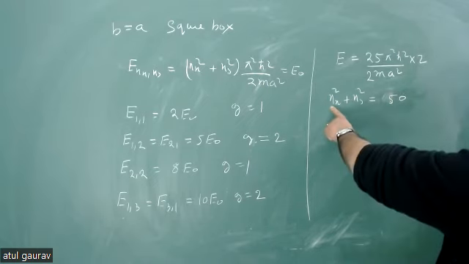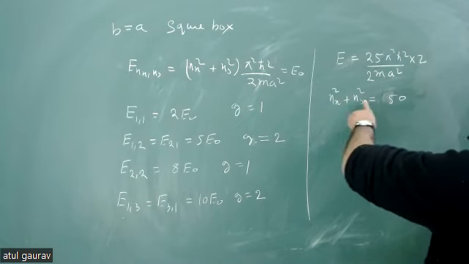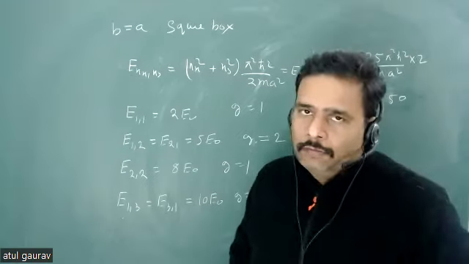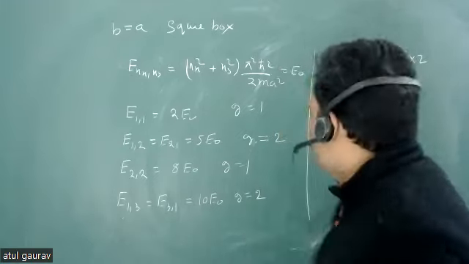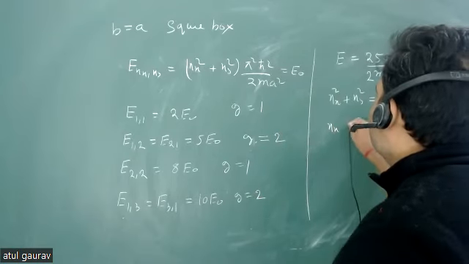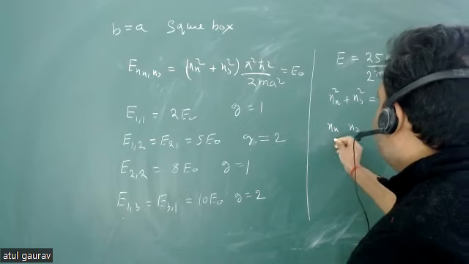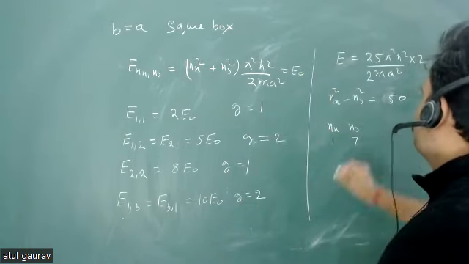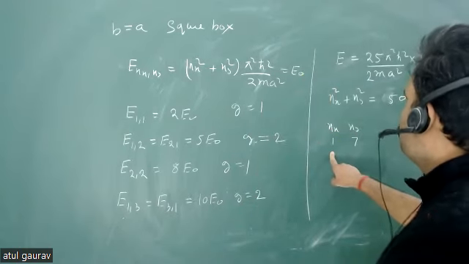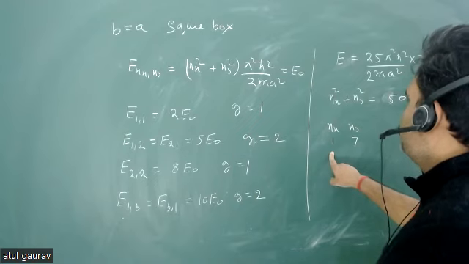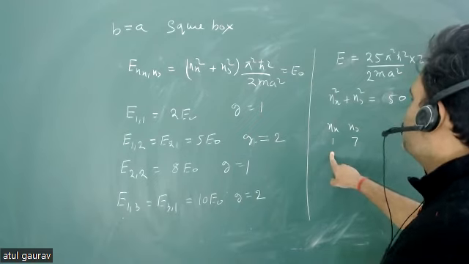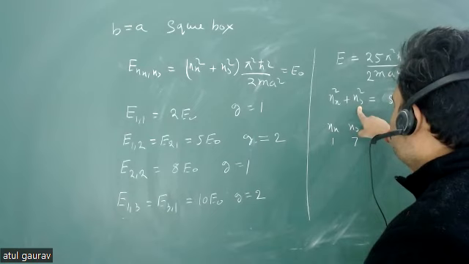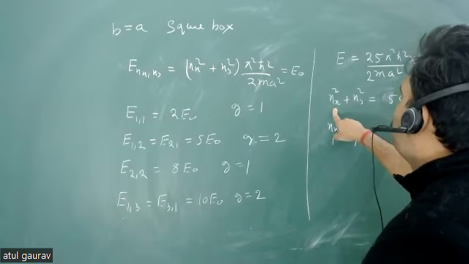Okay. And what is the constraint? That nx square plus ny square must be 50, and nx and ny must be positive integers. So this is our constraint. So now I am putting nx and ny. Is that nx is 1? So what can ny be? 7. Okay. Can nx be 2? नx की वैल्यू 2 हो सकती क्या? No. If nx is equal to 2, then ny will be a fraction. है ना? Yes, sir. Is that nx is equal to 3?